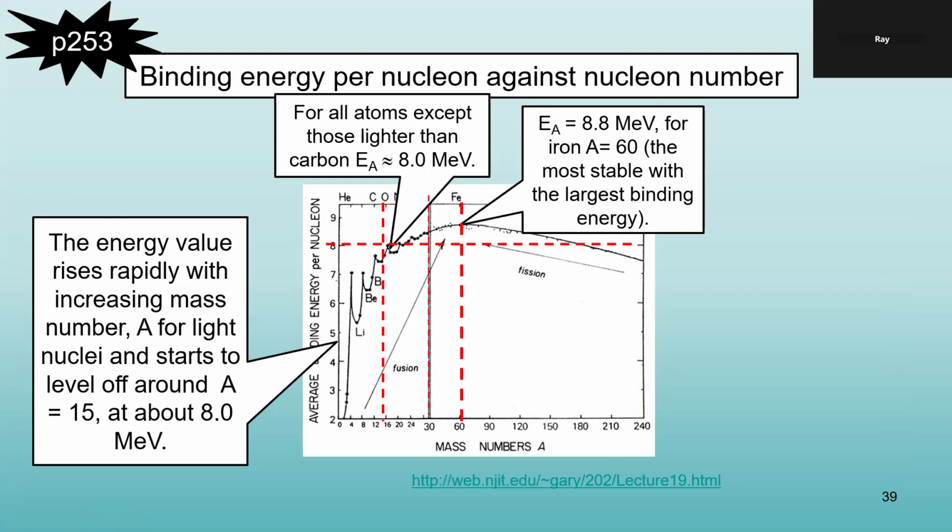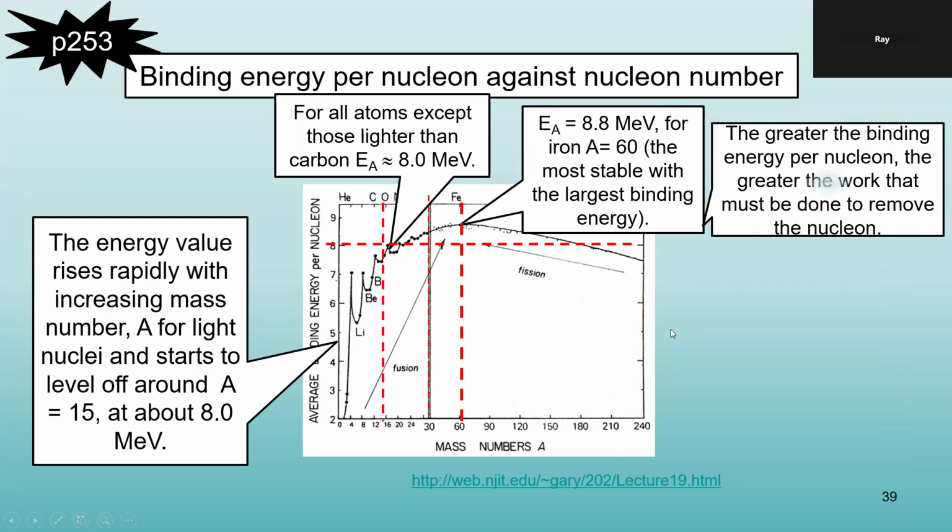Binding energy per nucleon is 8.8 MeV for iron, which is 60. Right? This is the largest one, the most stable with the largest binding energy. The greater the binding energy per nucleon, the greater the work that must be done to remove the nucleon.